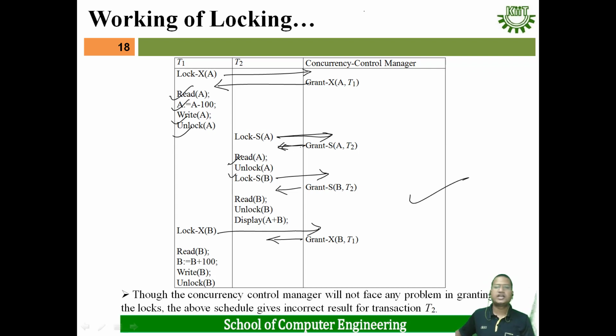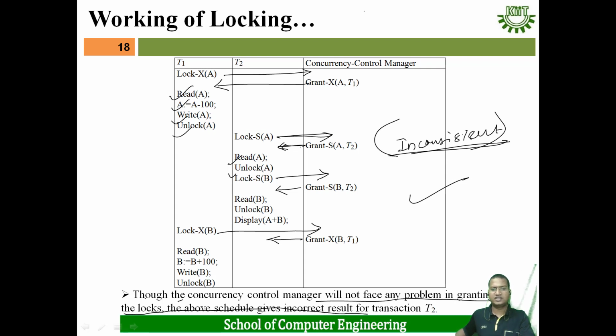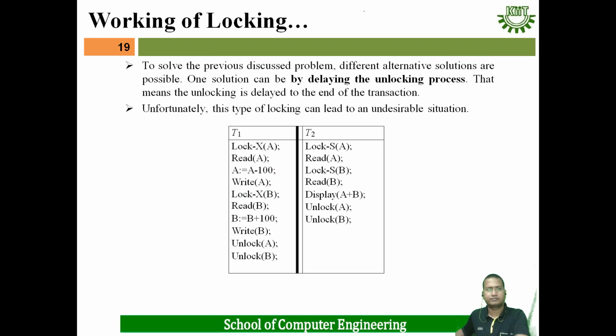Still it will create inconsistent data items or an inconsistent database state. Though the concurrency control manager will not face any problem in granting the locks in this case, the above schedule gives an incorrect result for transaction T2. That means this is a problem which cannot be avoided by the basic locking protocol.